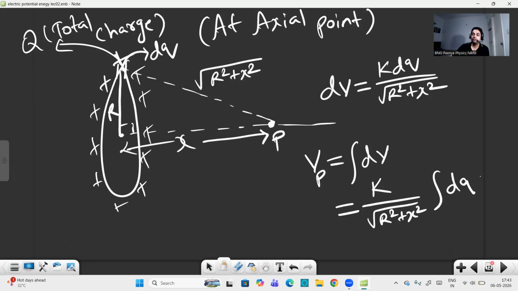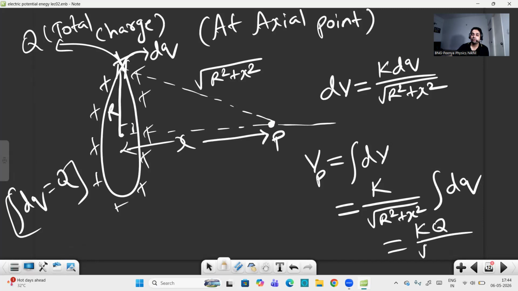Integration of dq: again, if you integrate dq, the total charge will be q. So here we will write kq divided by root under r square plus x square, where r is the radius of the ring.